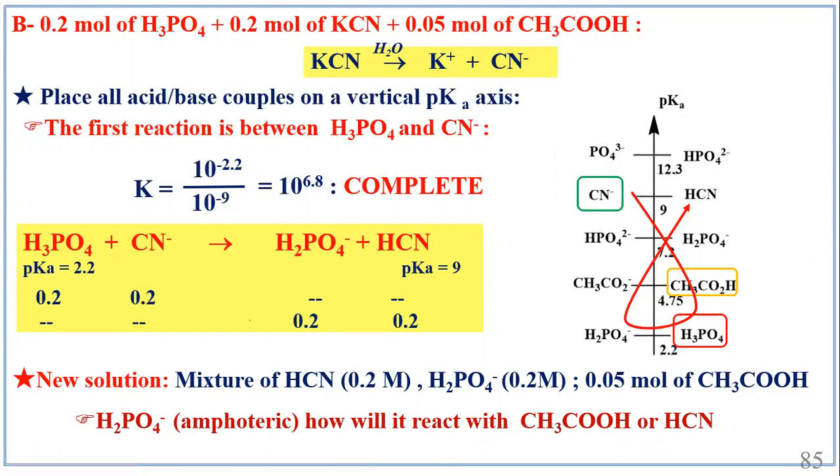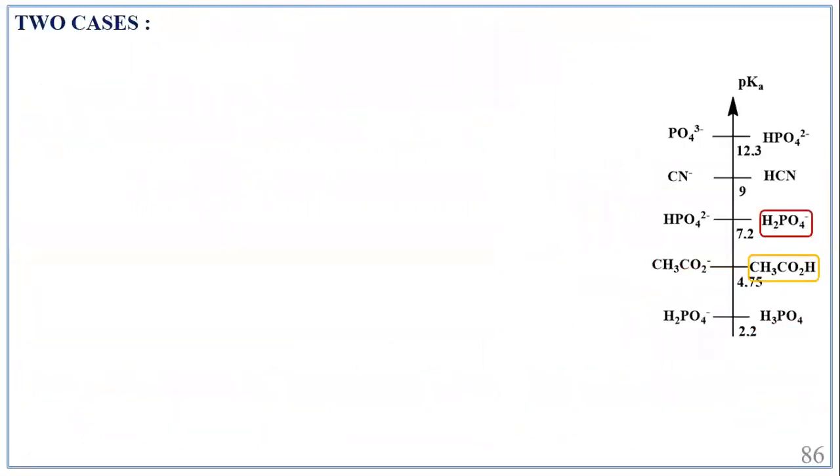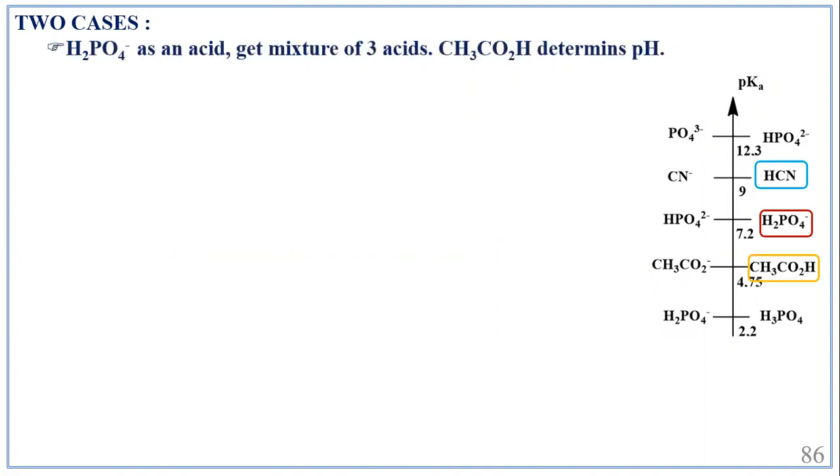Well, either I can have a mixture of 3 acids, or I can do another reaction of this H2PO4- acting as a base while the others are acids. And as long as I have acids in solution, the H2PO4- will act as a base, hopefully. And hopefully that base is, at least with one of them, a spontaneous reaction. We're going to have to see if it is a spontaneous reaction, if it reacts. Okay, so I just put this on a pKa scale again.